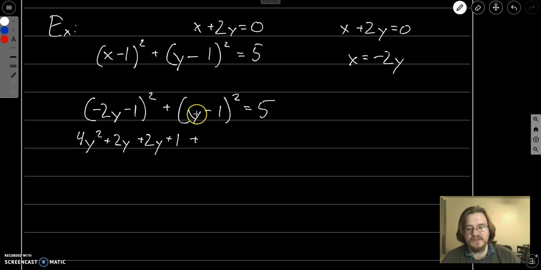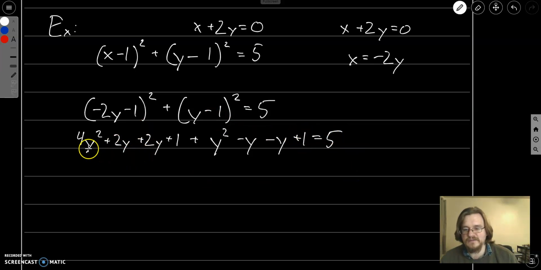Moving on, let's FOIL this. Y times y is y squared. So that's the first. The outer terms, y times negative 1. The inner terms, y times negative 1. And then negative 1 times negative 1 is plus 1.